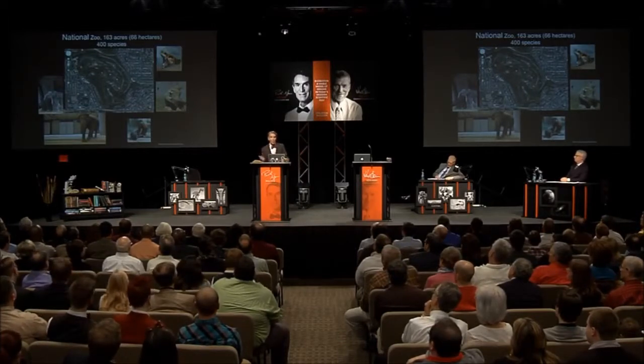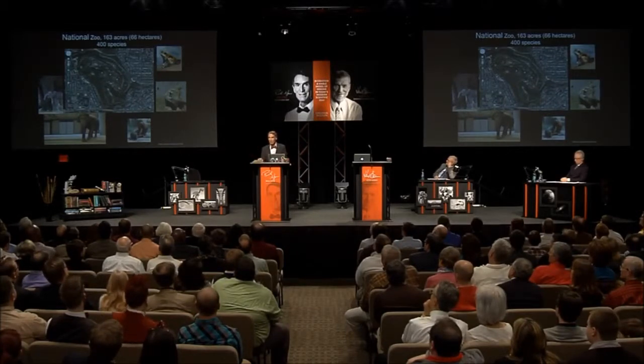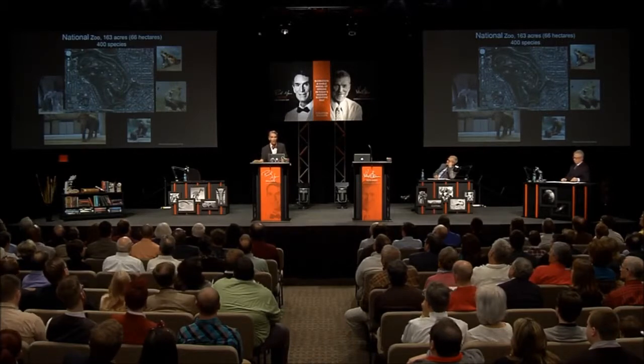They have 400 species on 163 acres, 66 hectares. Is it reasonable that Noah and his colleagues, his family, were able to maintain 14,000 animals and themselves and feed them aboard a ship that was bigger than anyone's ever been able to build?